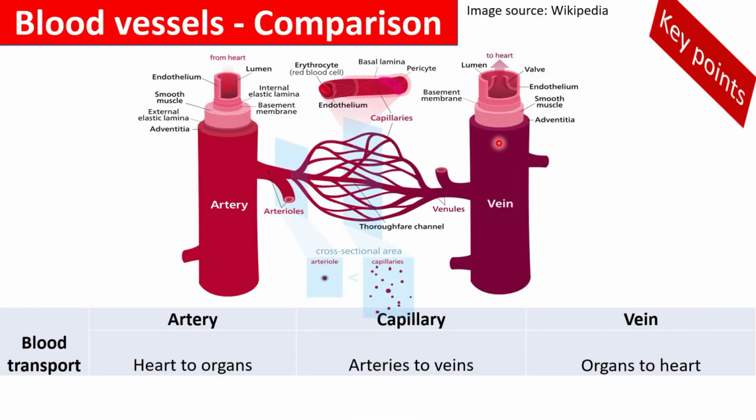The next comparison is blood transport. Arteries, they collect oxygenated blood from the heart and they supply to all the parts of the body. So, they transport oxygenated blood from heart to different organs of our body, and capillaries, they transport the blood from artery to veins. So, they are the connecting vessels, they are present in between arteries and veins, and these veins, they collect deoxygenated blood from different organs of our body, from different parts of our body, and they bring it to heart.